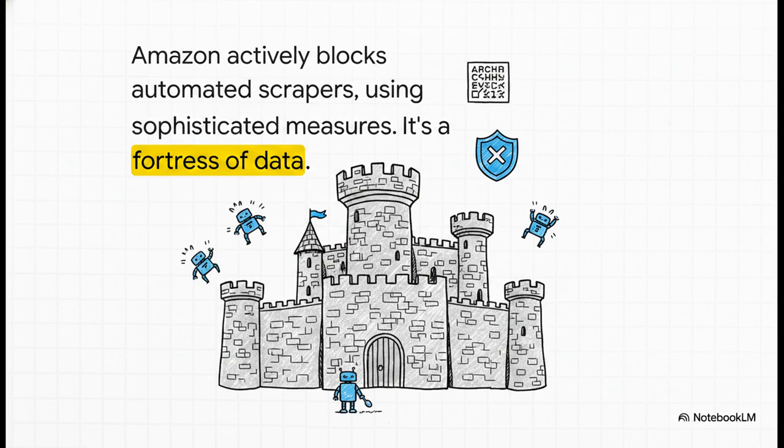I mean, they actively block automated scrapers, they throw up CAPTCHAs, they use all sorts of clever tricks. For most people, trying to collect data on thousands of products is like trying to break into a fortress with a plastic spoon. It's just not going to happen.